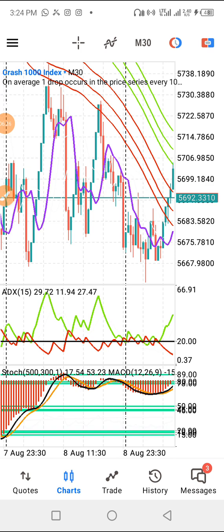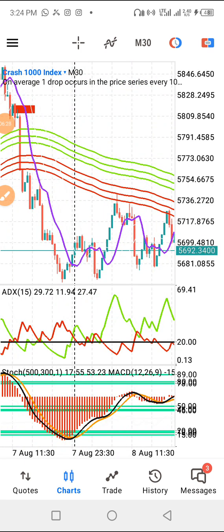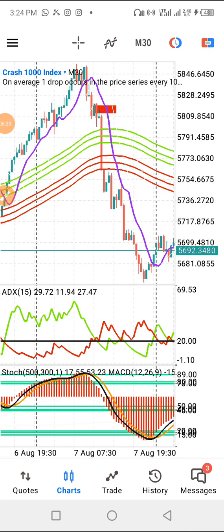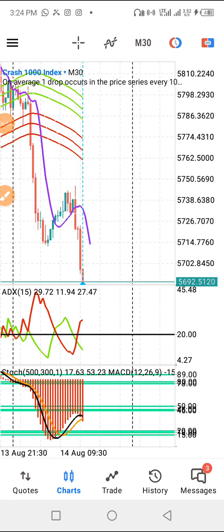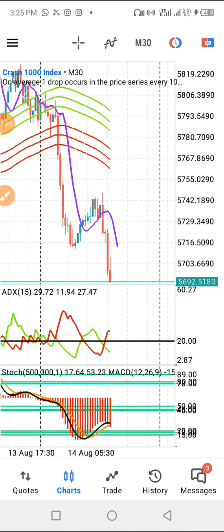This can be used on any pair or any currency. Make sure you take note of these entries properly. When I say take note of these entries, don't be in a rush to either buy or sell these pairs when the conditions are not in line. Otherwise, you are going to suffer the loss.